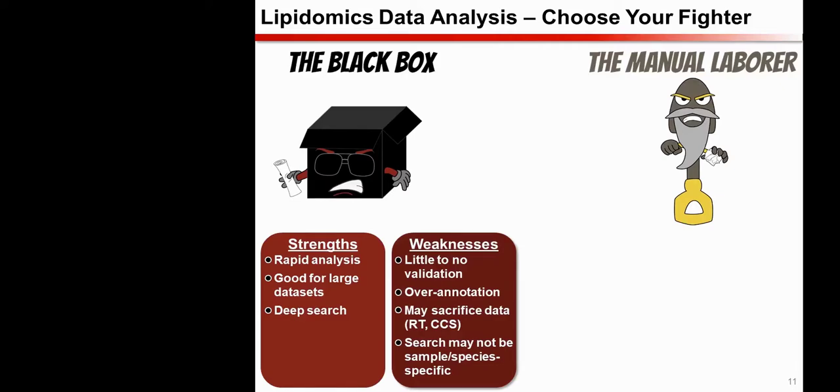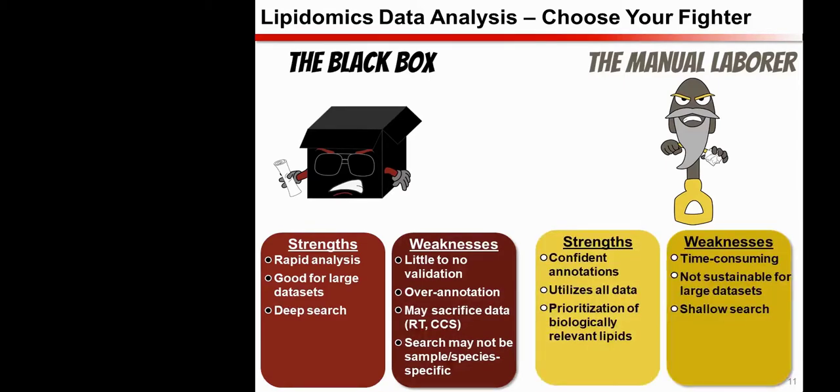The weaknesses of this method are that there's little to no validation for the identifications. Lipids are often over-annotated, meaning someone may report the SN and double bond position of a lipid when they may only have data to support the fatty acyl composition. And then you may have to sacrifice some of that precious multidimensional data that you spent so long trying to collect, such as retention time and CCS, because some databases won't use those values. And then the search may not be sample or species specific.